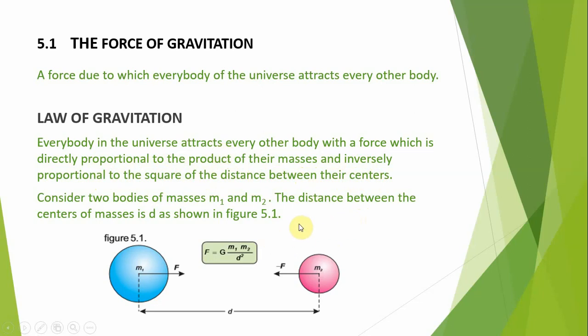So suppose we have two objects, two bodies having mass m1 and mass m2. The forces between these two bodies are indicated by F and minus F. This minus F is due to the opposite direction. The distance between their centers is written by d. Now we are going to derive the relation.